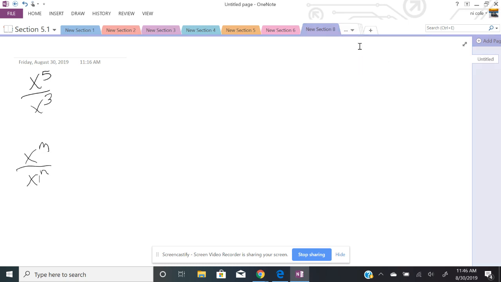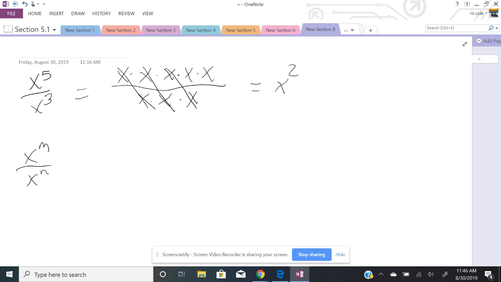Let's look at this example. All right, we're going to work on the quotient rule. So this top one is x times x times x times x times x all over x times x times x. Those cancel, those cancel, those cancel, leaving me x squared. And once again, you're going to get big numbers. You don't want to have to write out all those x's over all those x's for them to simplify.